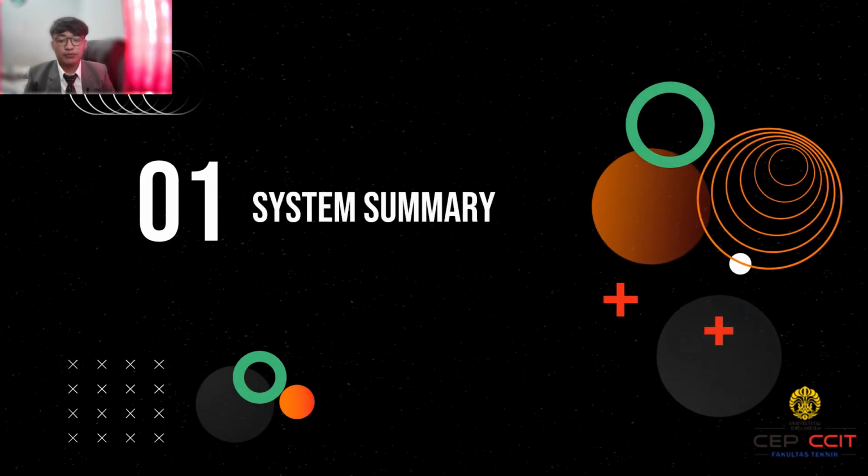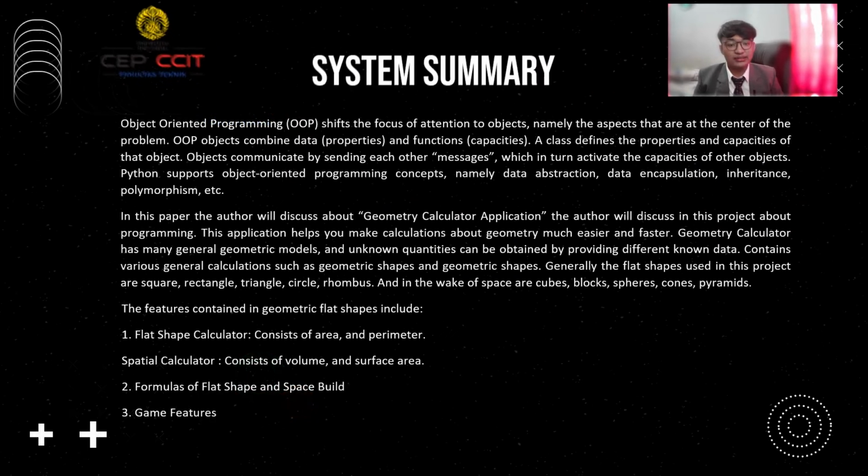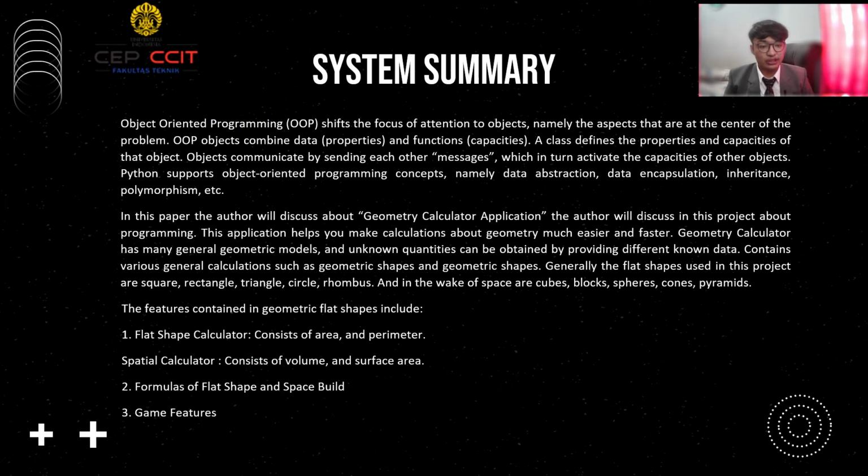System summary. What is OOP? OOP stands for Object Oriented Programming, a programming paradigm that relies on the concept of classes and objects. The language we use for this project is Python, and it supports object-oriented programming concepts. This project will discuss a geometry calculator application. This application helps you make calculations about geometry much easier and faster. Generally, this application calculates two-dimensional shapes and three-dimensional shapes. Then, we add a feature to display the formula of each shape and a games feature.